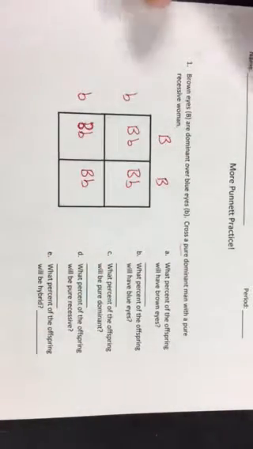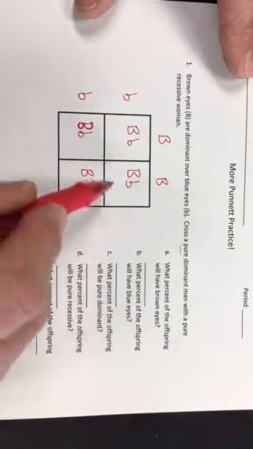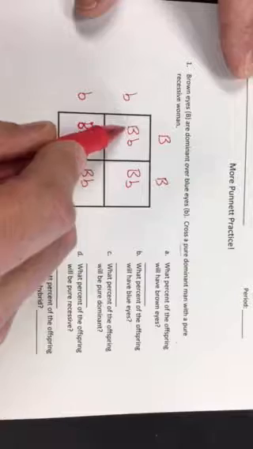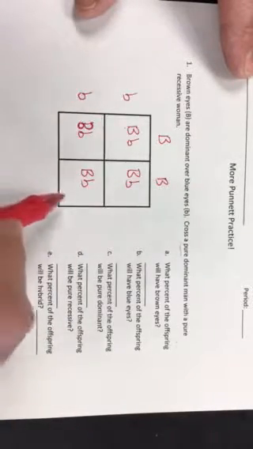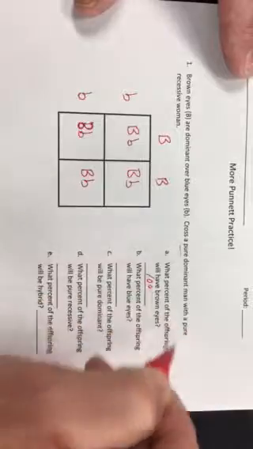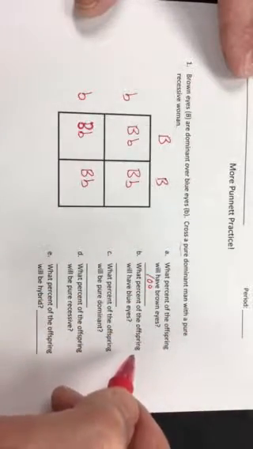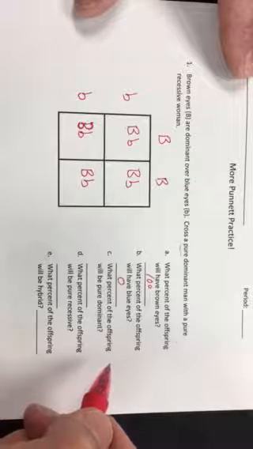All right, so let's take a look and see what we got. Looks like we got a bunch of hybrids at first glance, and it looks like they're all going to be brown as far as I'm concerned, right? Because at least if they have one big B, they're going to cover up the little b for blue. Okay, let's see what the questions ask. What percent of the offspring are going to have brown eyes? 100%. What percent of the offspring are going to have blue eyes? None of them.